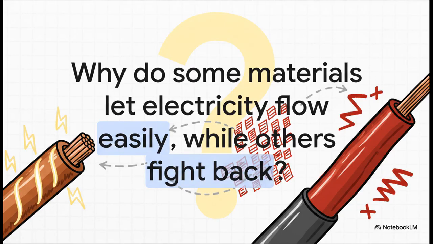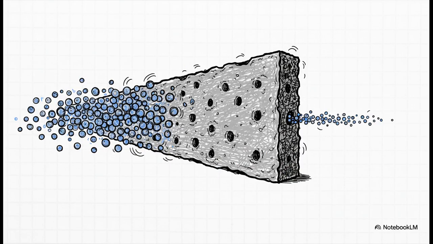So, have you ever stopped to wonder why this happens? You know, a copper wire is basically a super highway for electricity, but the plastic wrapped around it is like a total dead end. What's the secret? What's really going on there? Well, the answer is just one single powerful idea: resistance. It's the property that decides whether electricity gets a green light or a big red stop sign. And by the end of the session, you're going to understand it completely.